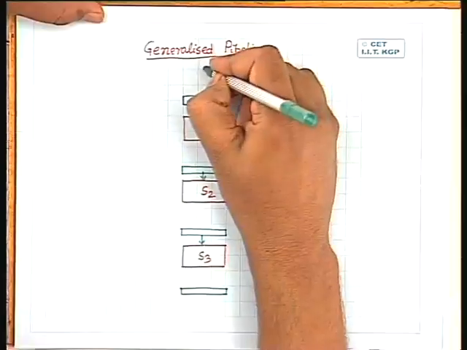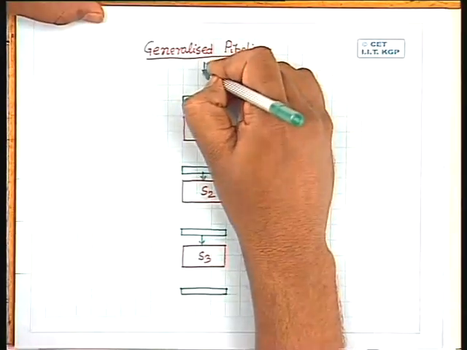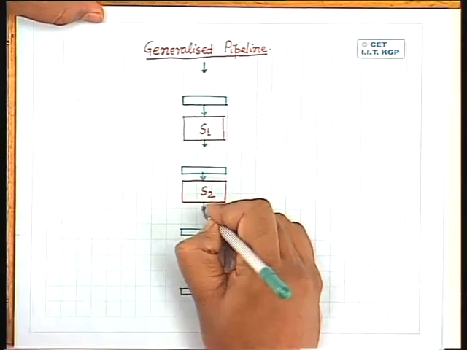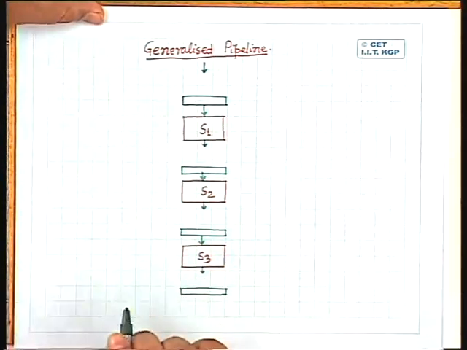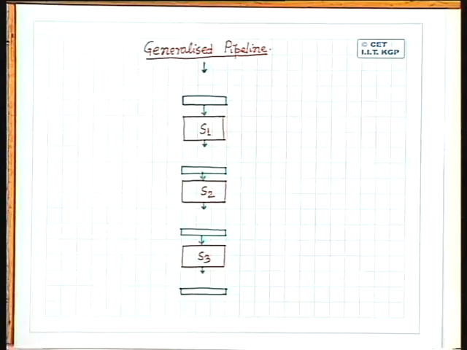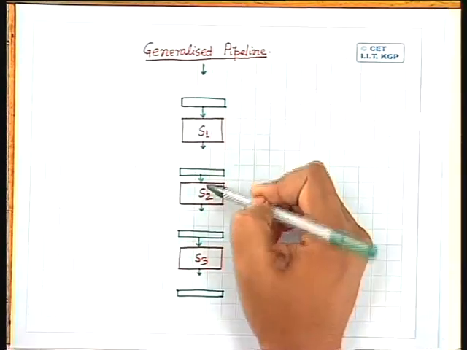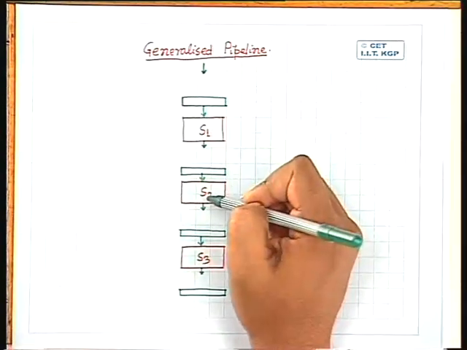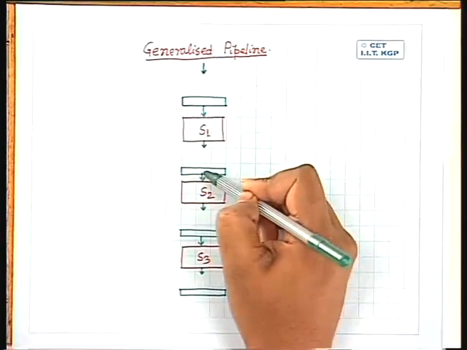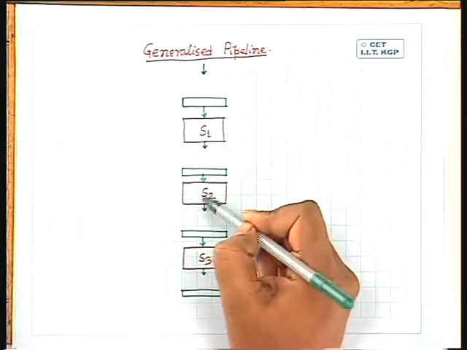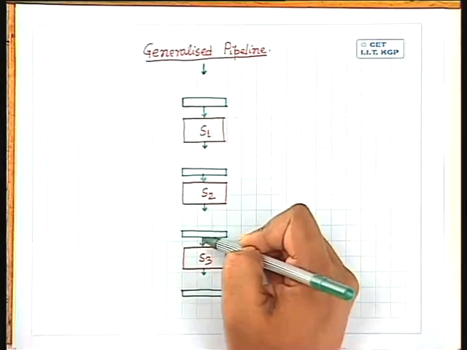I will have an input. This stage will give an output. This will also give an output. This will also give an output. But now I have to have the provision of selecting the source of data. As I said, in case of a linear pipeline, the data will always move from S1 to S2, so this output of S1 can be directly connected to the input of this latch. Similarly, the data will flow from S2 to S3, so this output of S2 will be directly connected to the input of this latch.